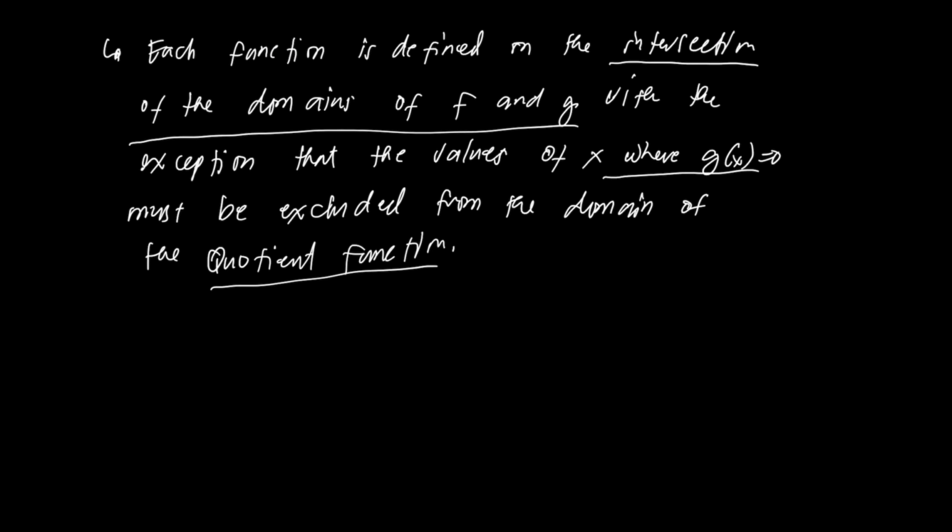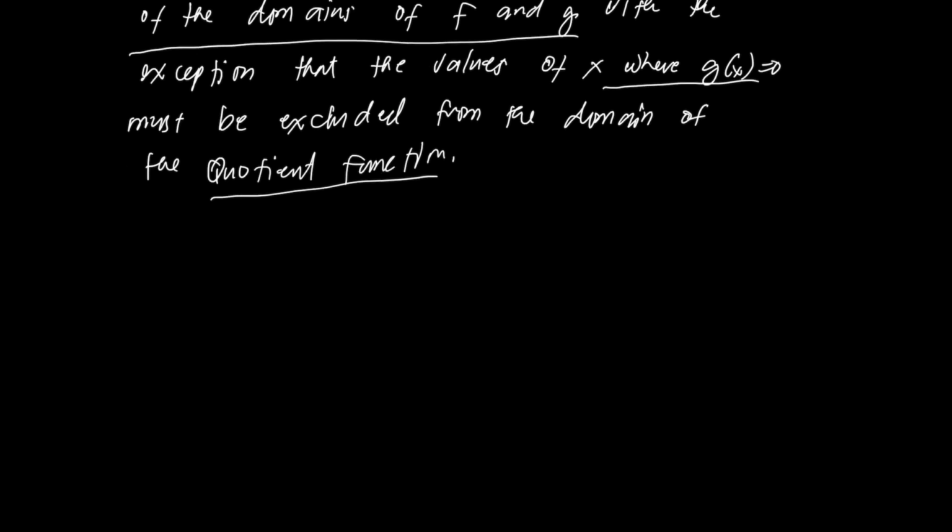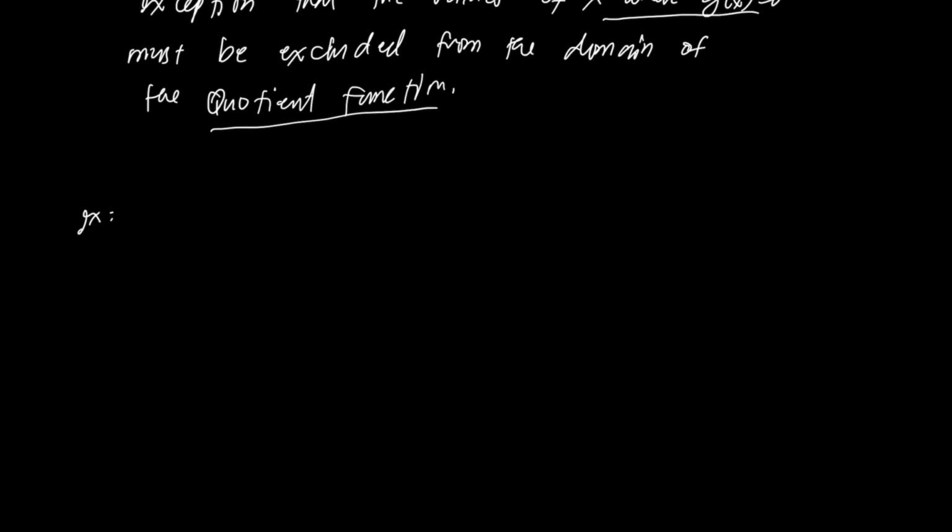Okay? So basically, it says that if you want to know the domain of these functions, the sum, the difference, the product, and the quotient functions, just get the intersection of the domains of f and g, then just restrict the values of x where g of x equals 0 on the quotient function.